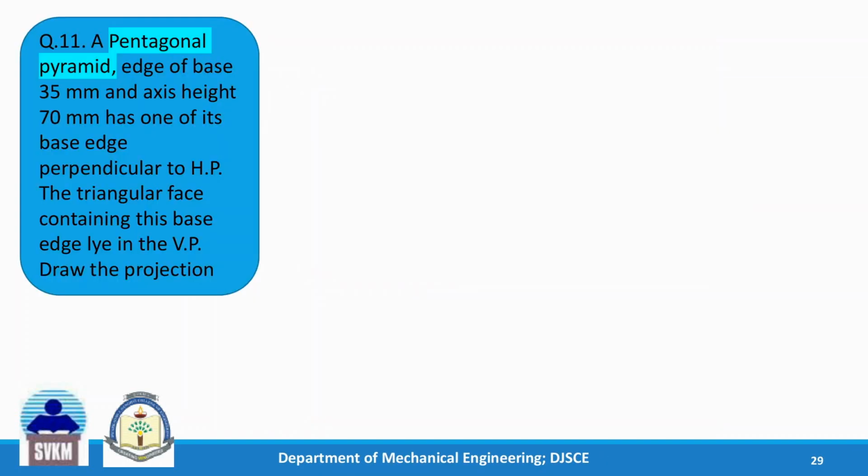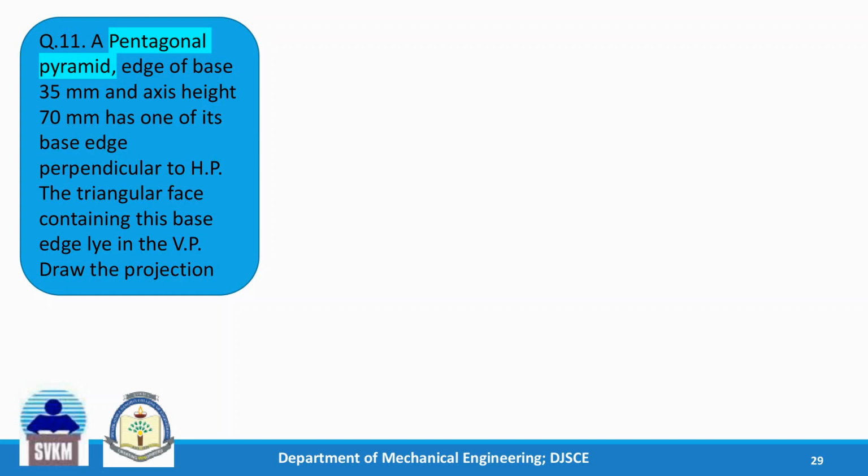Let us solve a few more sums. Pentagonal pyramid, edge of base 35 mm, axis height 70 mm, has one of its base edges perpendicular to HP. The triangular face containing this base edge lies in the VP. Read it carefully. What is given is this pentagonal pyramid. Okay. Edge of base 35, axis height 70 mm, has one of its base edges perpendicular to HP.